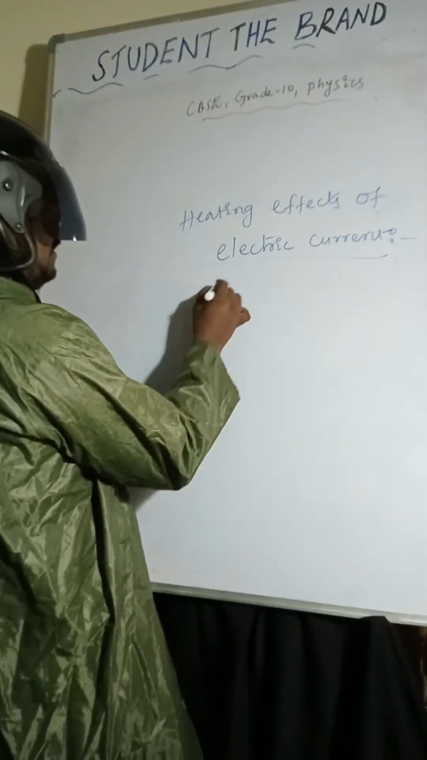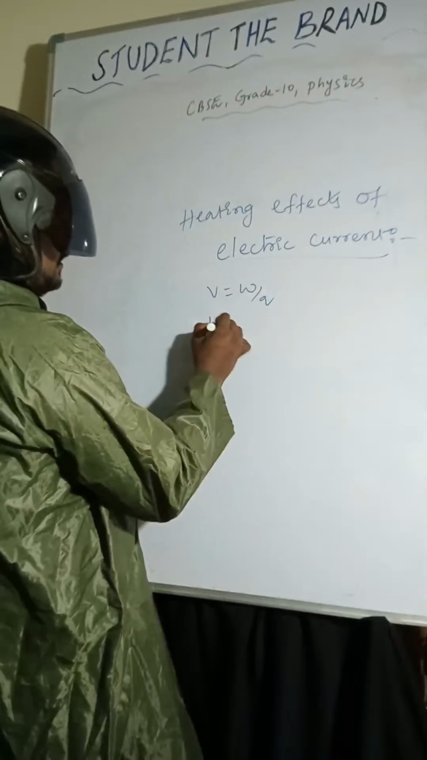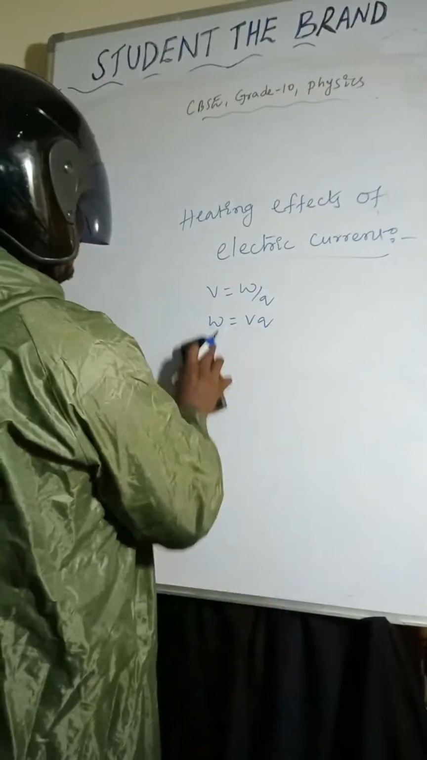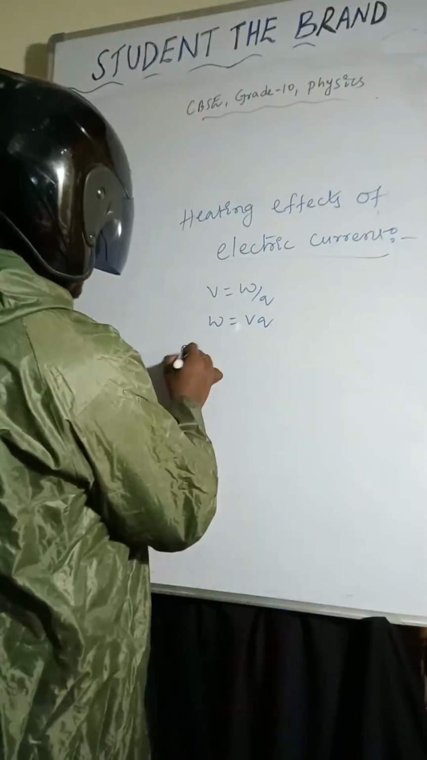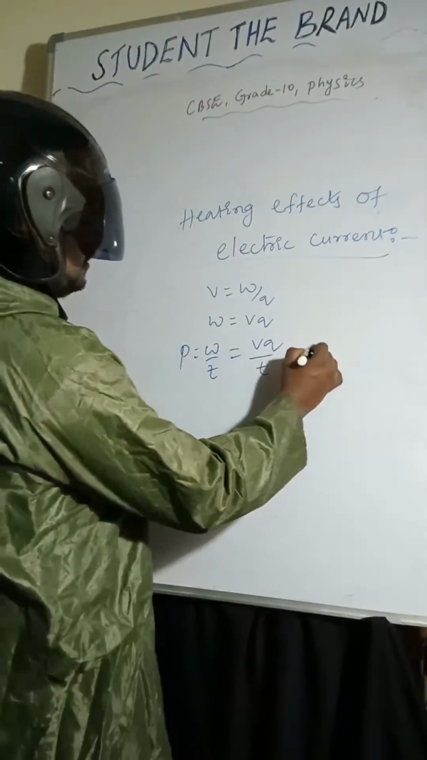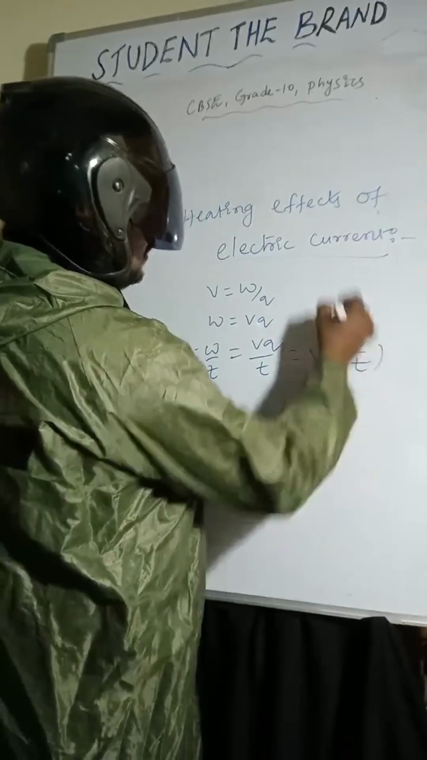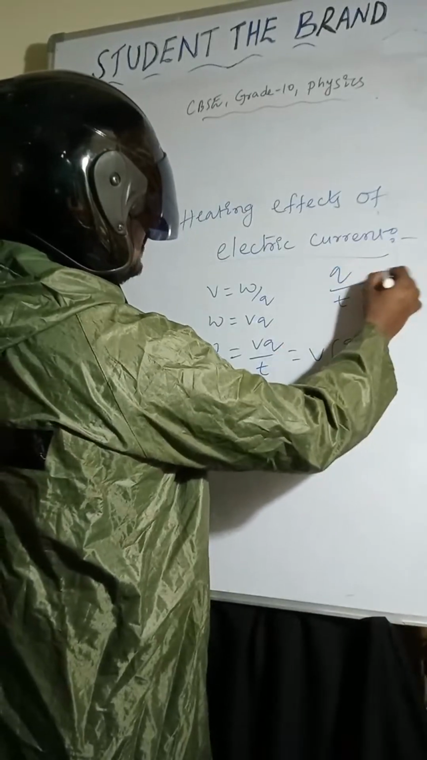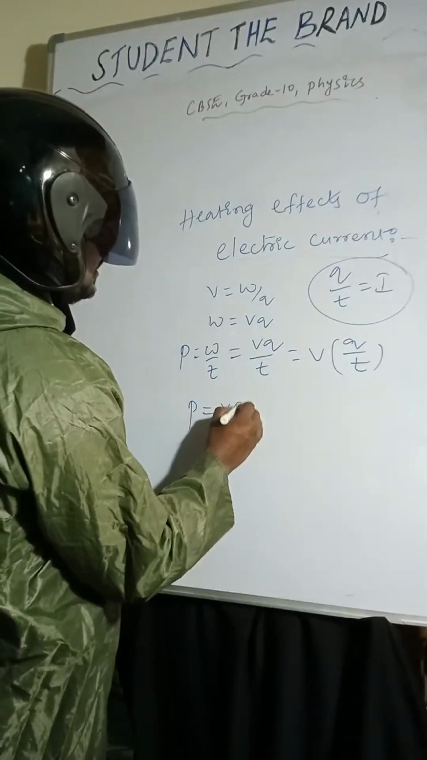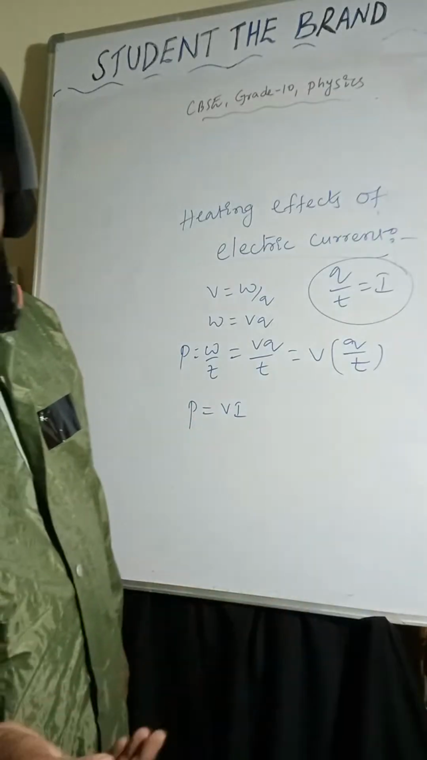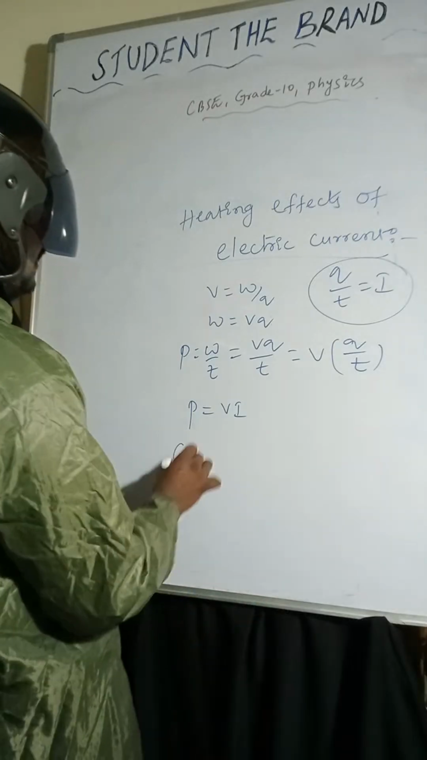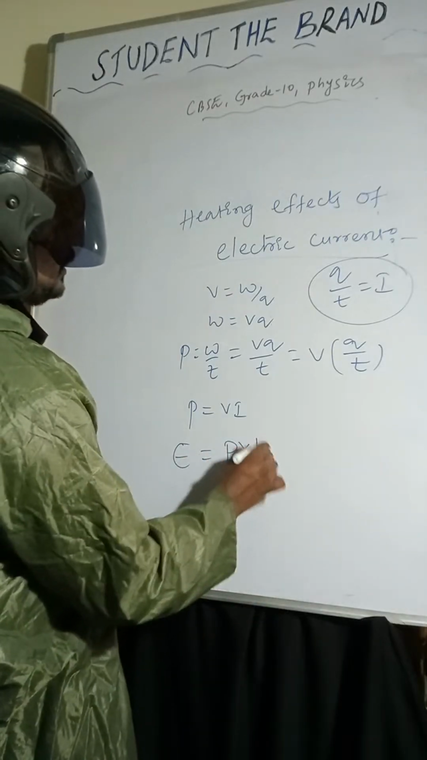Now V equals W by Q, so W equals VQ. P equals W by T, so P equals VQ by T, that is V into Q by T. Q by T is the current, the rate of flow of charge. So P equals VI. We know energy given to the conductor is P into T.